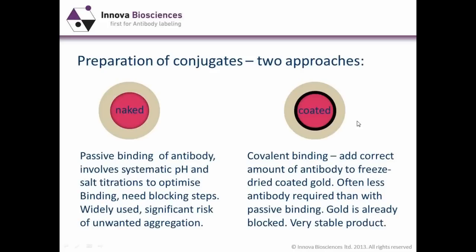And this is the coated gold on the right, which is designed for covalent binding. The only thing to consider here really is adding the correct amount of antibody, and it's normally added to freeze-dried gold. Because of the stability, we can provide this material in this freeze-dried format. Often less antibody is required than with passive binding, and the gold is already blocked because of the surface coat, and you end up with a very stable product.